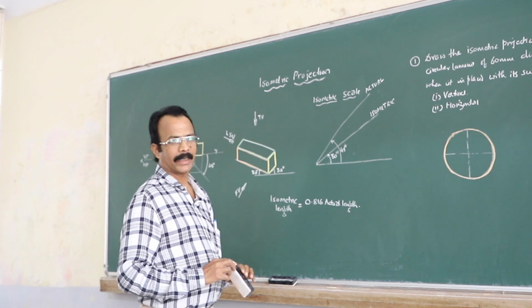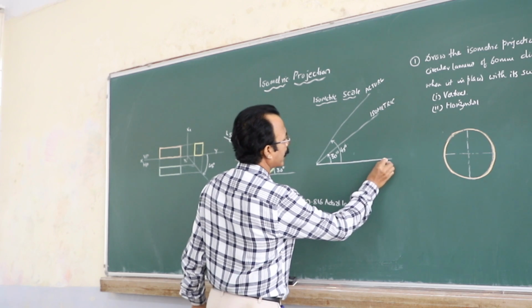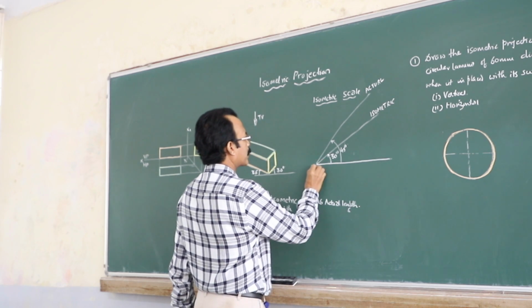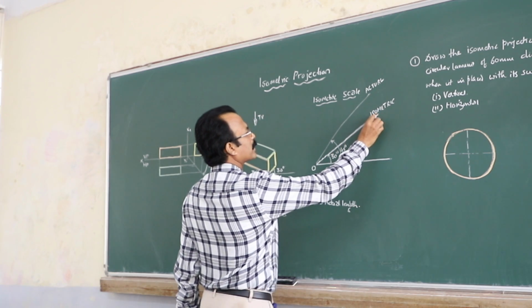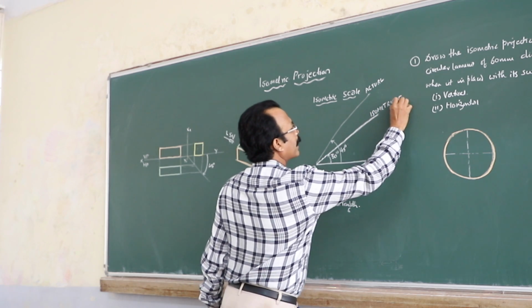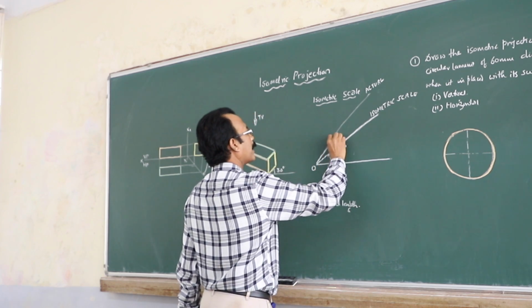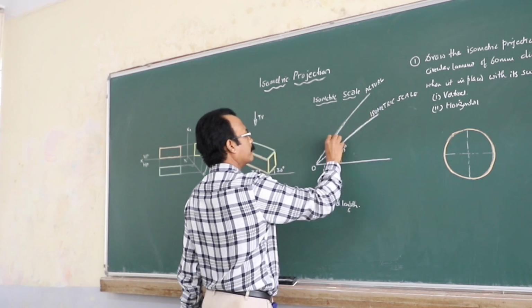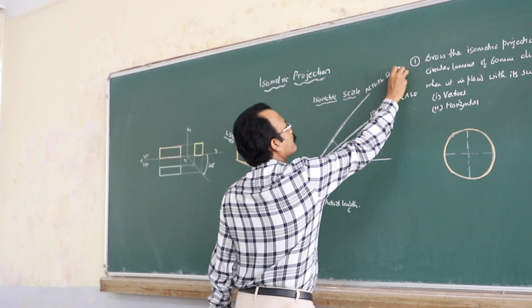So what is isometric scale? It's very simple. Just draw a horizontal line here, and at this point O draw a 30-degree line. So this 30-degree line is called the isometric scale, and draw another 45-degree line here, right? So this is called the actual scale.